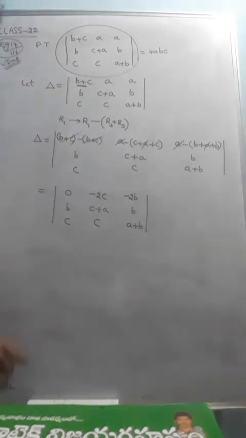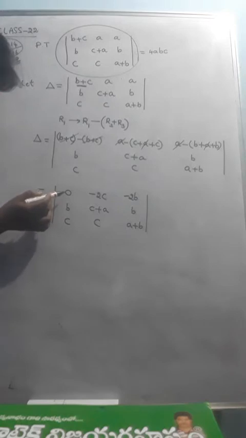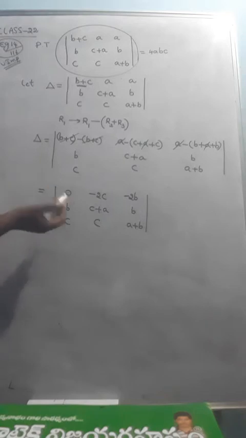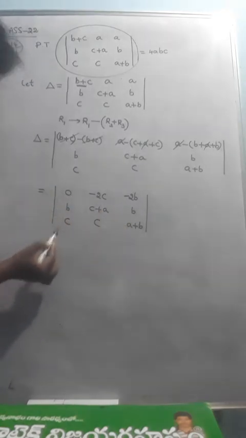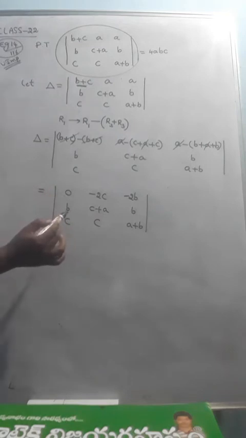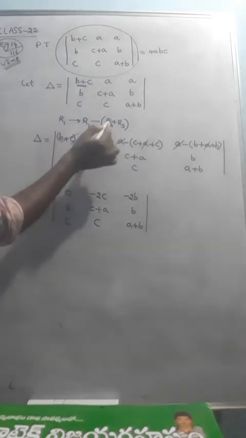Next step, that is equal to b plus c minus b plus c, both cancel, so the value is 0. Next, plus a minus a cancel, c plus c is 2c, so minus 2c. Here, plus a minus a cancel, b plus b is 2b, so minus 2b. Next, down: b, c plus a, b, and c, c, a plus b. Next we want one more 0, but it is not possible in this problem, so you can expand directly. If you make another 0, some other value will come, so it is not possible to get one more 0 in this row or in this column. You can stop by using properties of determinants. At least you have to use one property of determinants. Here I applied it, that's enough.